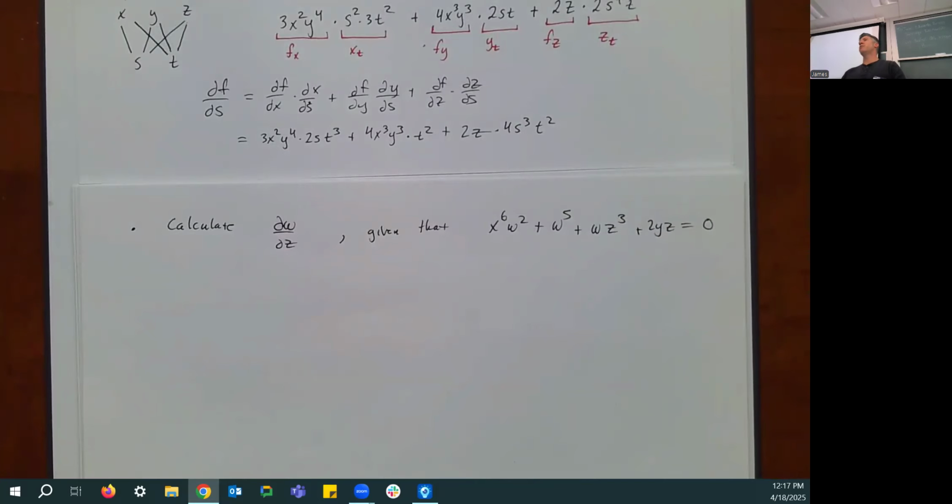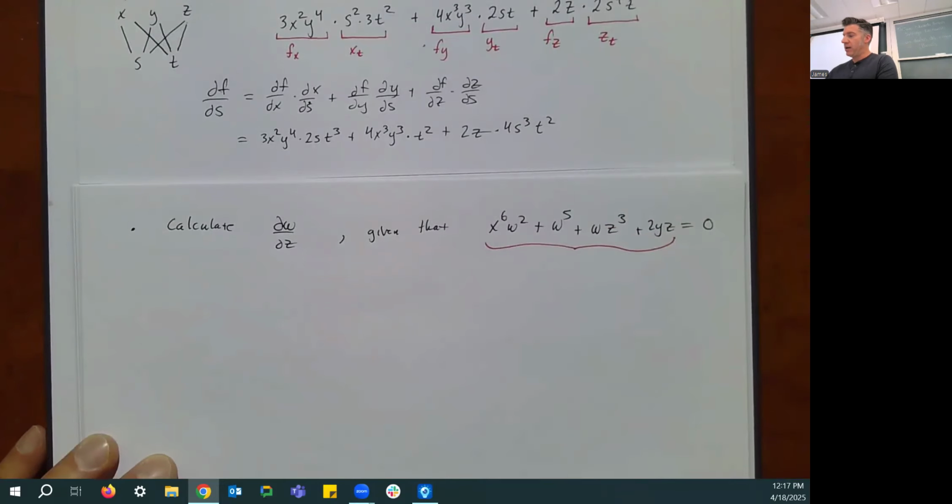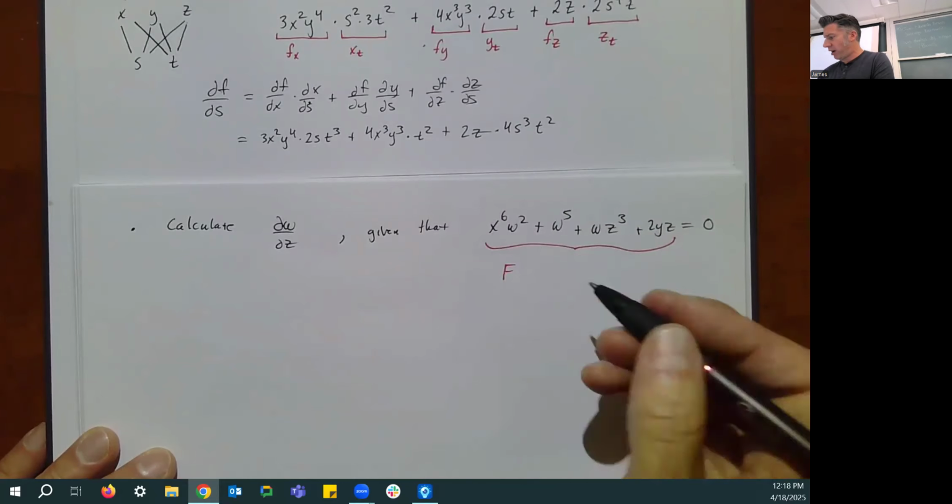So this problem has already, they've done one nice thing for you already. They've brought everything to one side of this equation. So we are going to say in our heads or write down on paper, okay, cool. This left-hand side is our function f of whatever variables are there, x, w, z, and y.